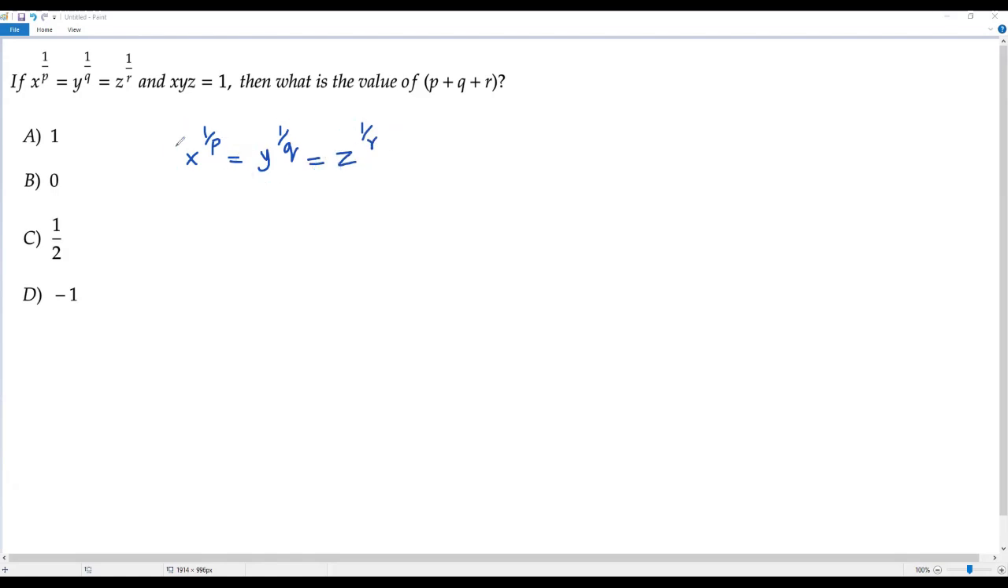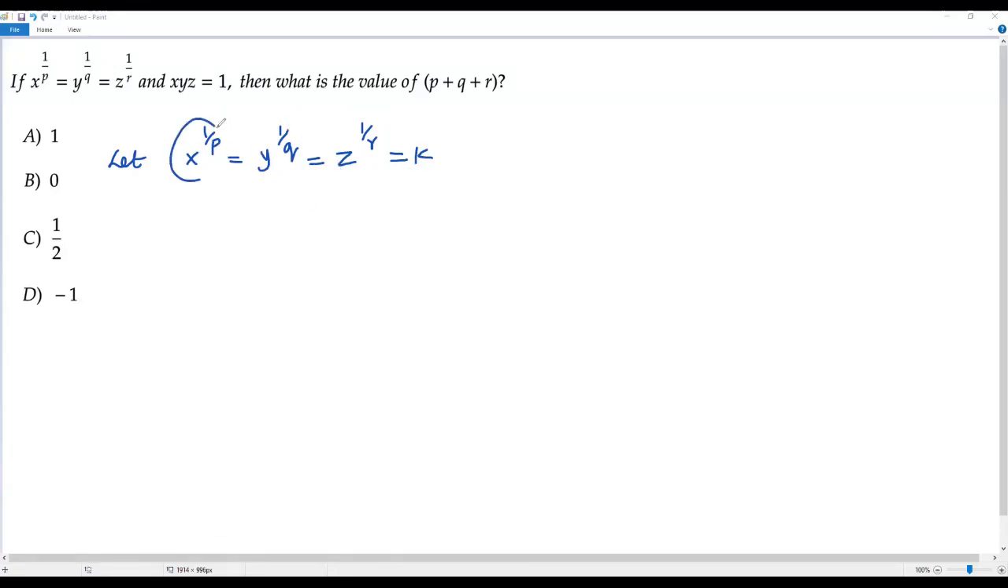For example, if I assume 5 as the value of x to the power of 1 over p, then the value of y to the power of 1 over q is also 5, and the value of this one is also 5, because all of them are equal. But I do not know the exact value of each of these three terms. Let me assume k as the value of each of these three terms. Since all of them are equal to k, we can equate each one of these three terms to k.